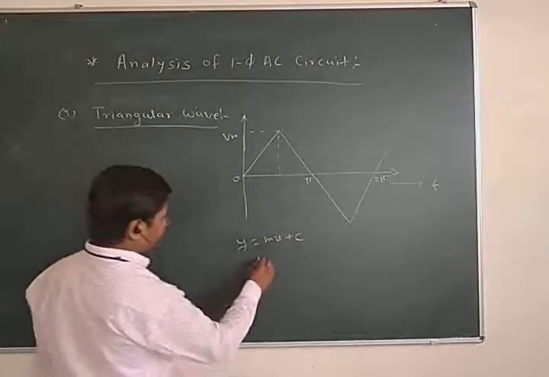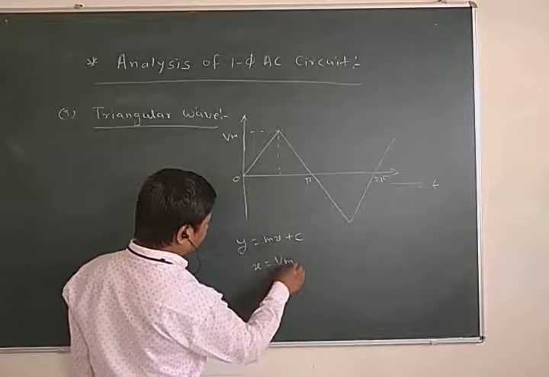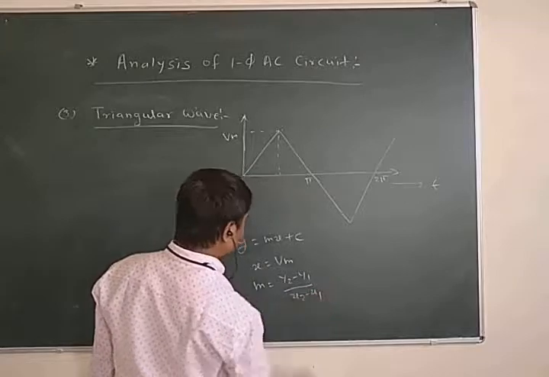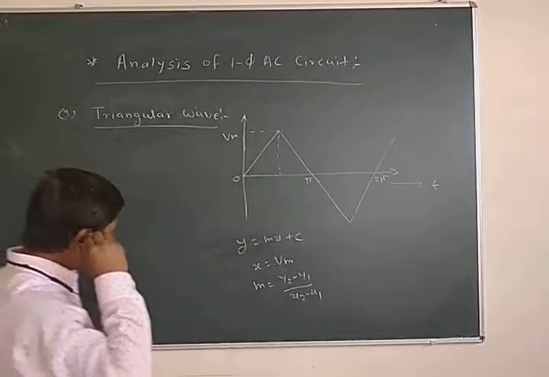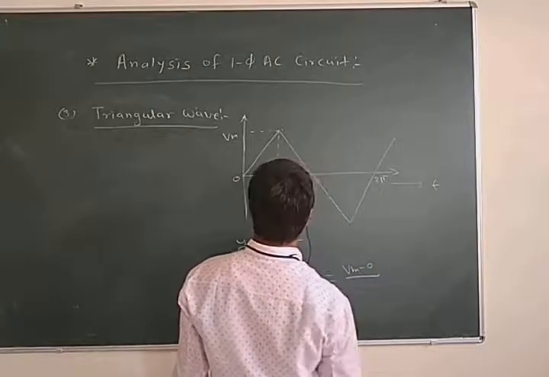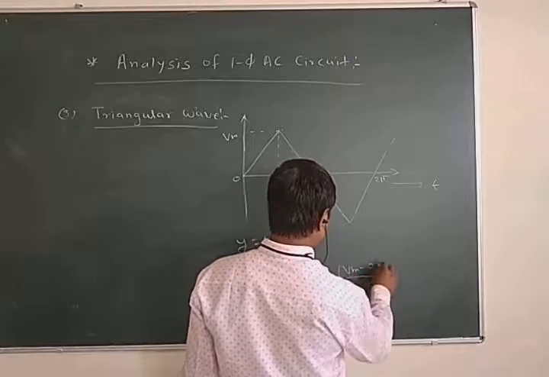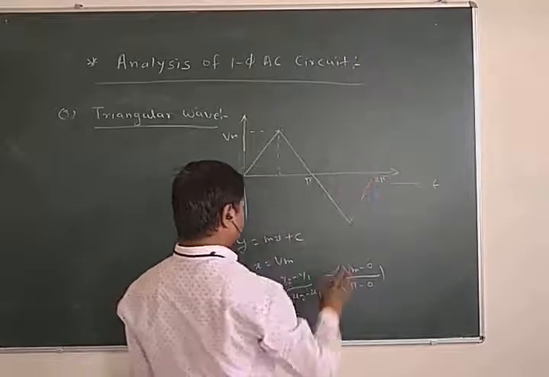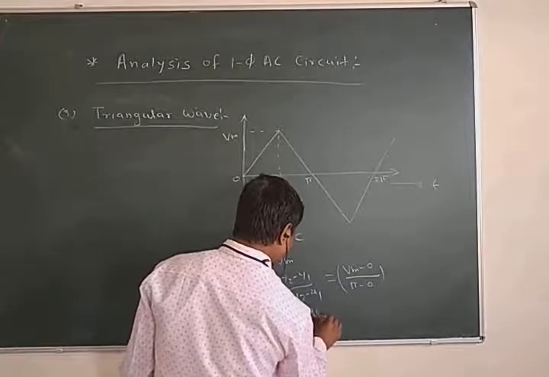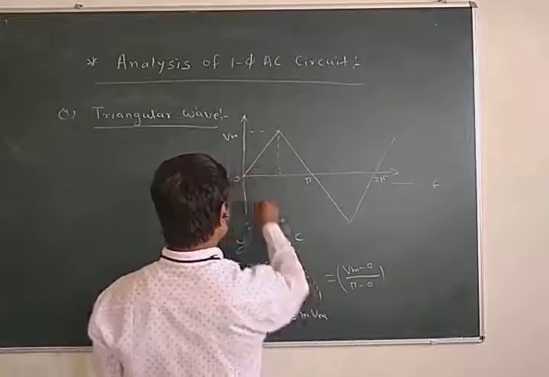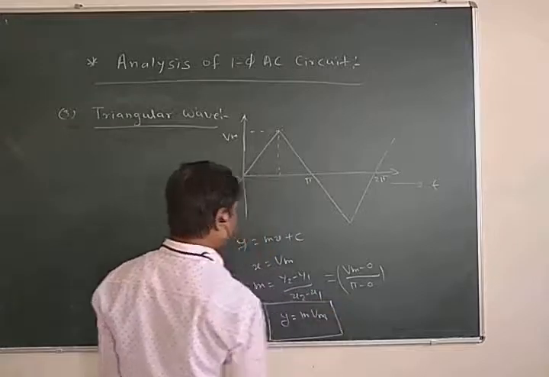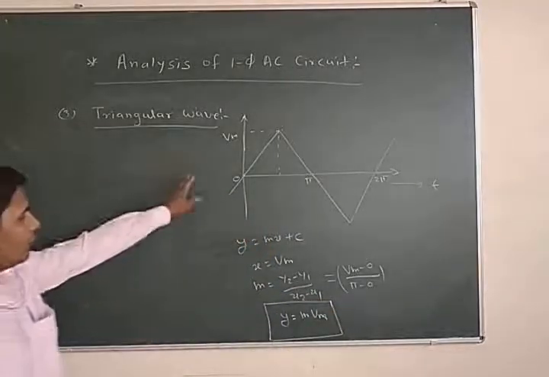where m is equal to y2 minus y1 divided by x2 minus x1, where y2 minus y1 means Vm minus 0, and x2 minus x1 is pi minus 0. So it becomes y is equal to m, that is Vm over pi, times x. Since this line is passing through the origin, c is equal to 0. So this is the triangular wave shape.